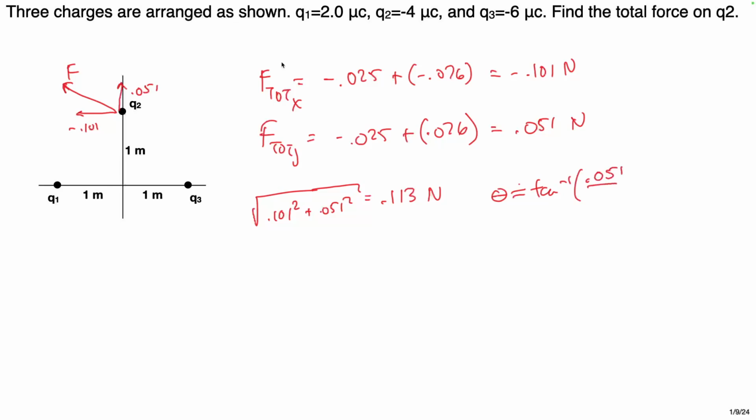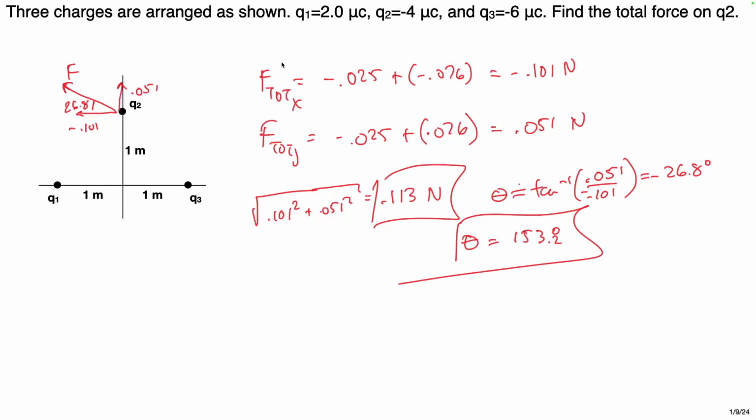Get the angle from the tangent, 0.051 over 0.101. That's going to end up being a negative angle, 26.8. Remember what a negative angle means in the tangent? You're rotating clockwise, right? So what it told me was this angle right here, 26.8 degrees. So the actual angle that it's pointing at, referenced from the y-axis, is 153.2 degrees. So there's my magnitude, there's my angle. We were able to find that force.